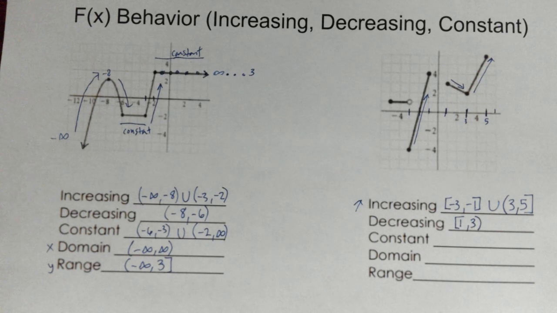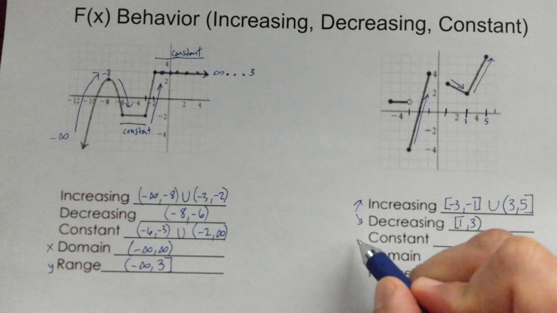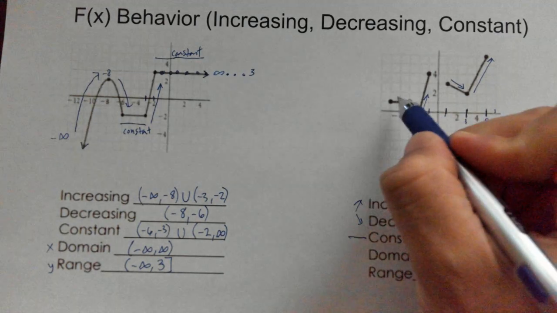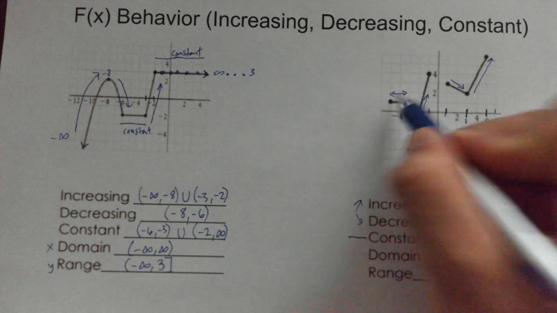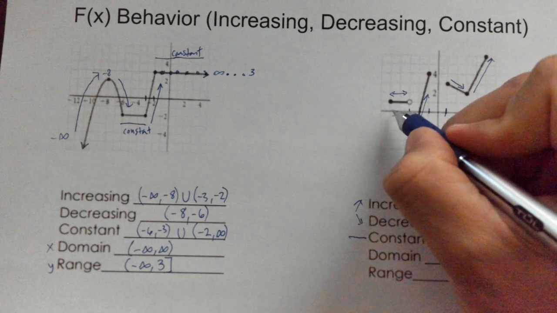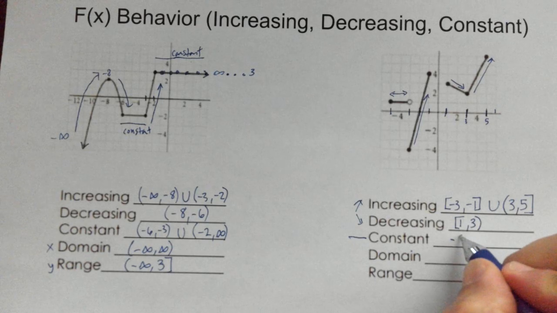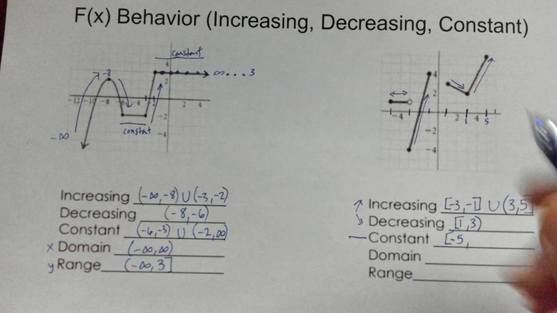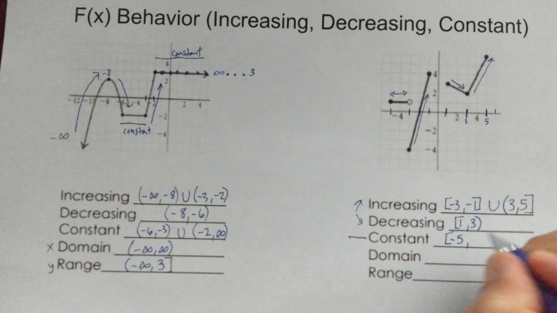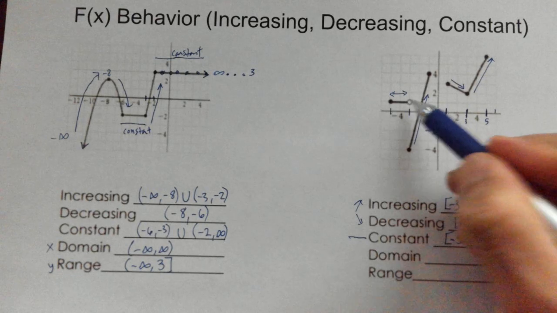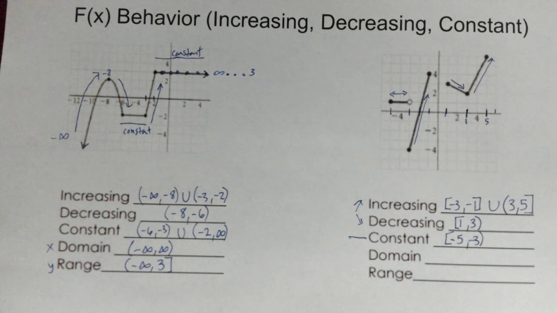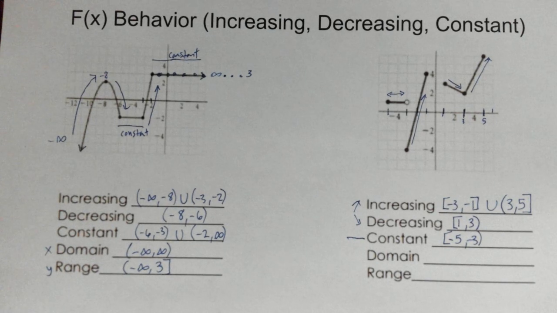Now, as for constant, when is the function staying the same? Here. From here to here. And I can use this value at negative 5. We can put a bracket, and then it goes all the way to negative 3, where there's an open hole, so parentheses. We're just describing the behavior, right? What is it doing on the graph?